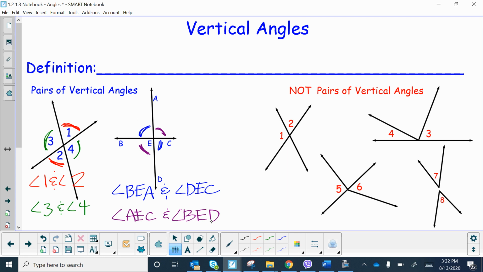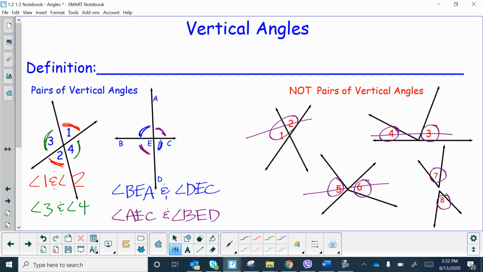Okay, these over here to the right, these are not. 1 and 2, those are not. 3 and 4, they look like they could be opposite each other, but they are not. This one's very close to doing what we just talked about, 5 and 6, but these are not vertical angles. And same thing with 7 and 8, those look like they could be vertical angles, but they are not.